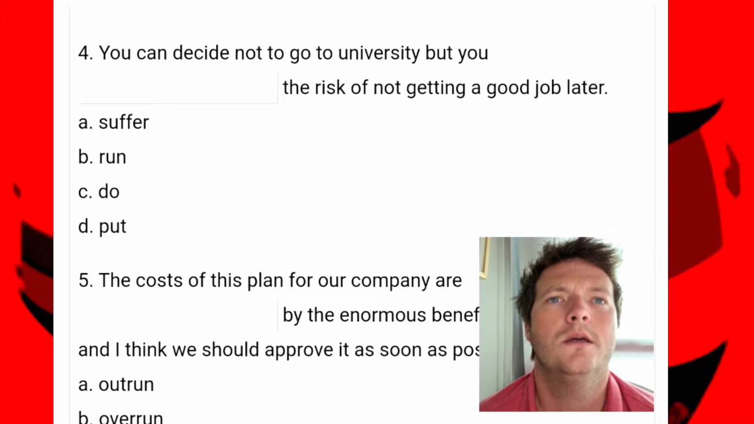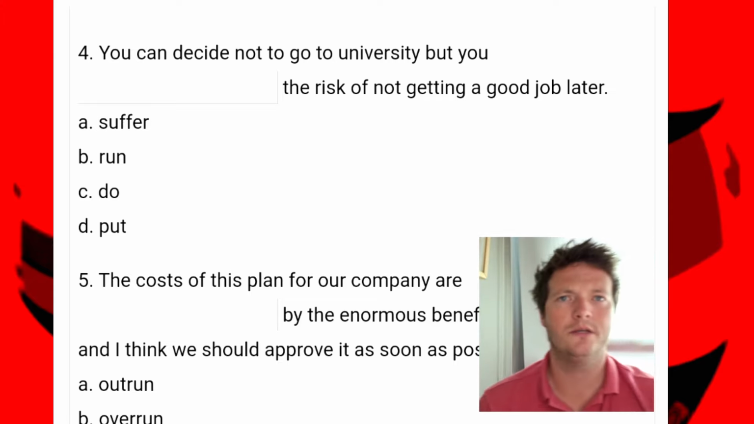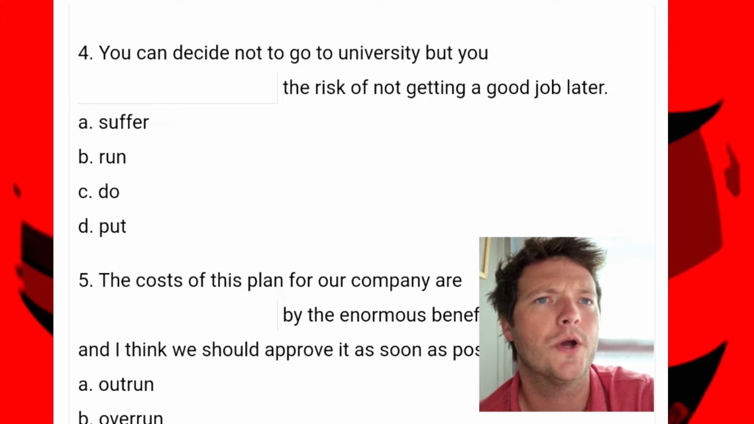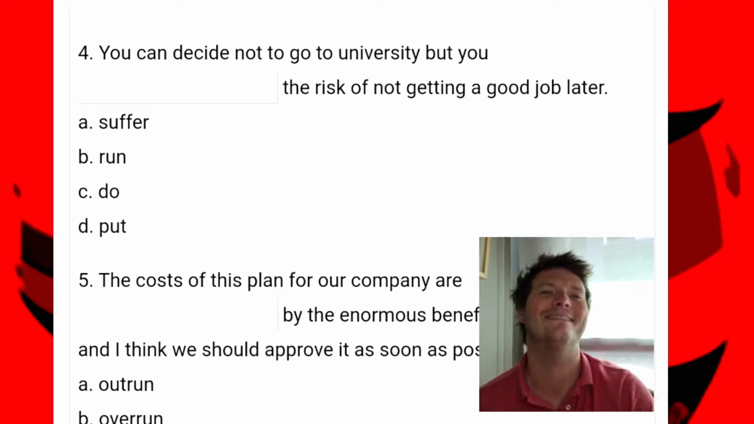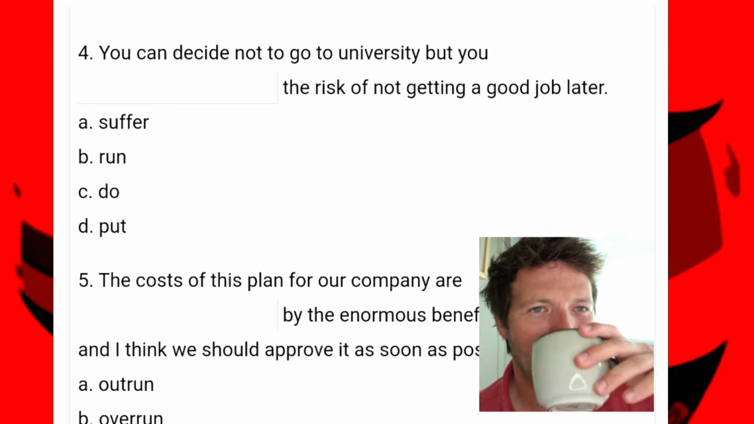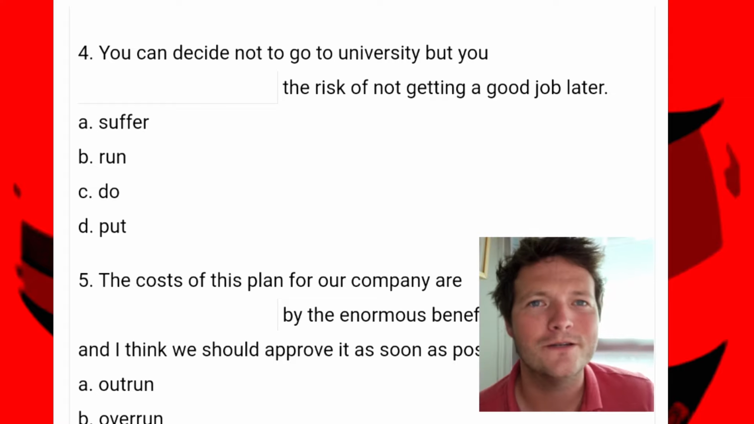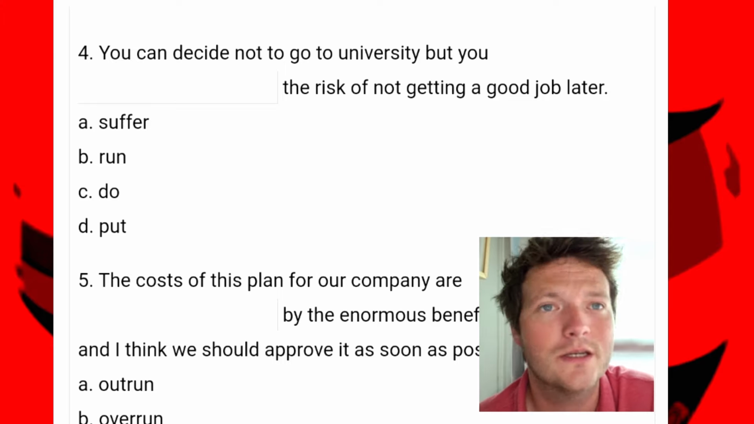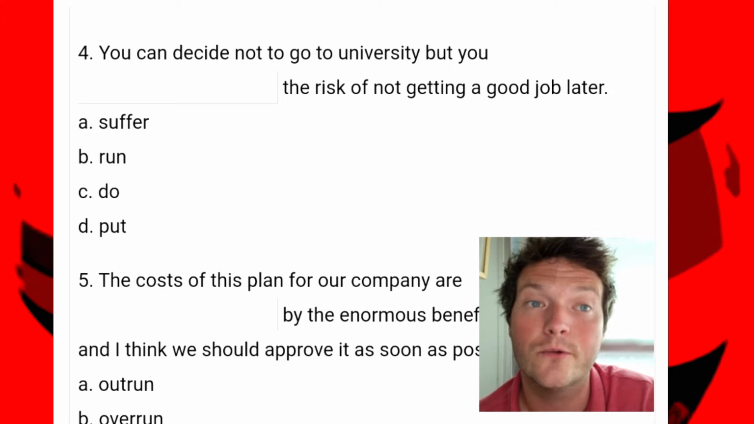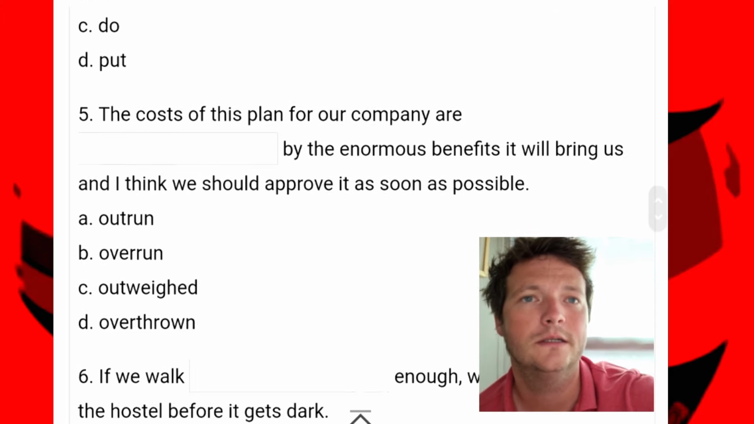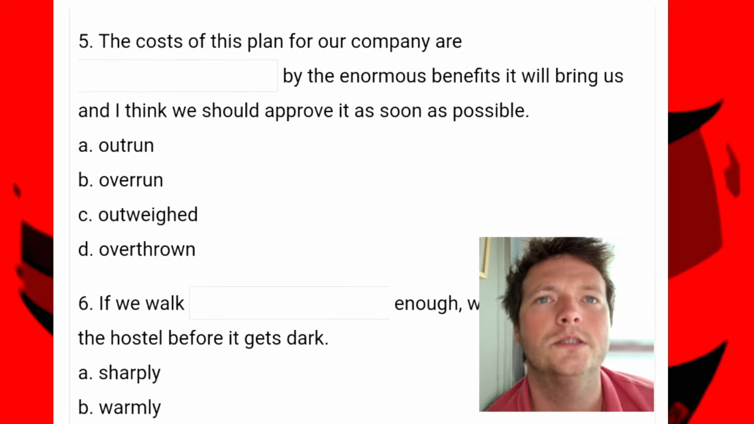Let's see, number 4. You can decide not to go to university, but you suffer, run, do, put the risk of not getting a job later. Yeah, because getting a degree in anything guarantees you a job in today's market, doesn't it? No, but you run the risk is the expression, right? You are at risk of not getting a job. You run the risk of not getting a job later. Yeah, that one's fairly easy.